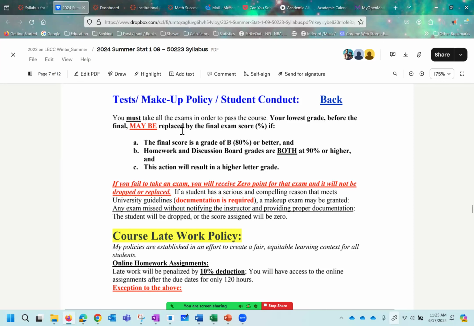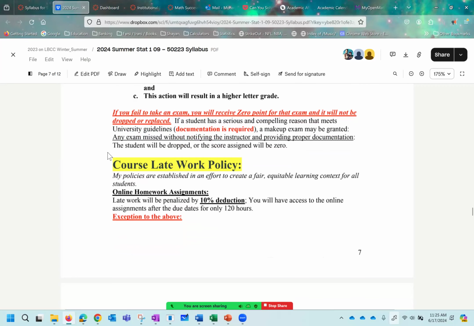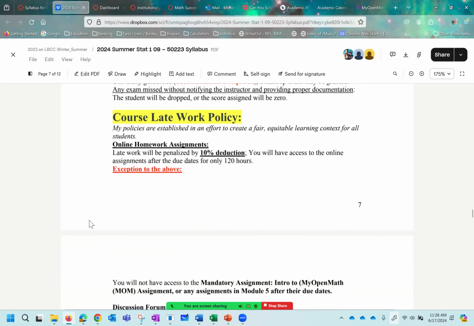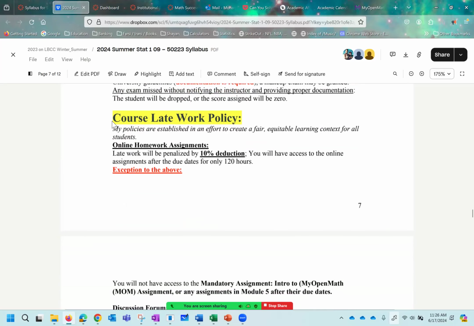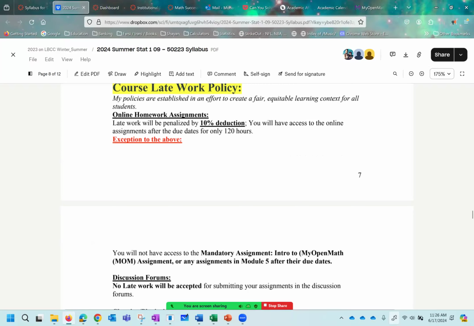Your lowest grade before the final may be replaced by the final exam if the final score is a B or 80% or better, and homework is at 90% or higher. And this action will result in a higher letter grade. And again, if you fail to take any exam, you receive 0 points and it will not be changed. Course late work, I don't recommend you ever do that, although with a 10% penalty, you can do some of the homework late. But if you do that, you probably are going to have a hard time catching up because it's summer and it's a fast-paced course.